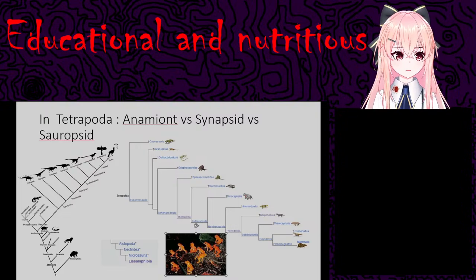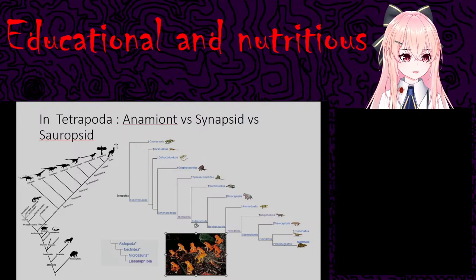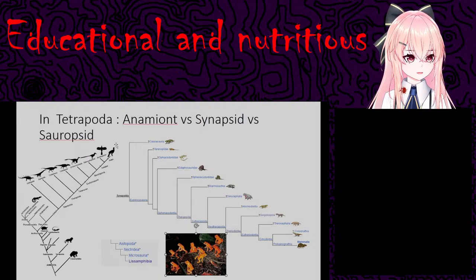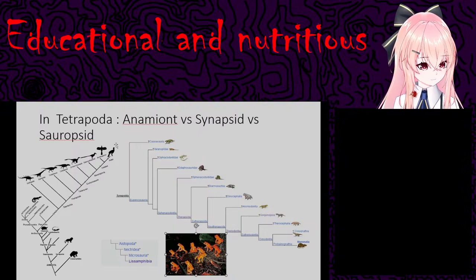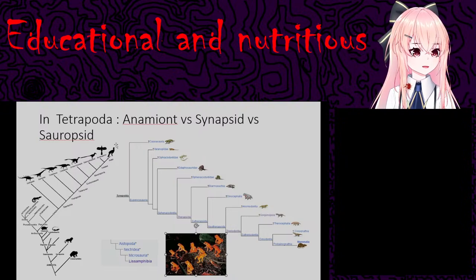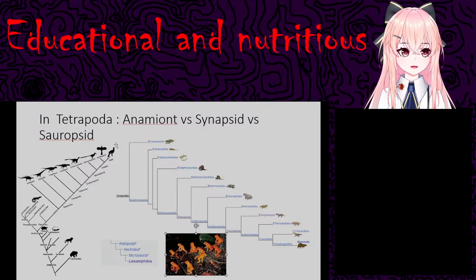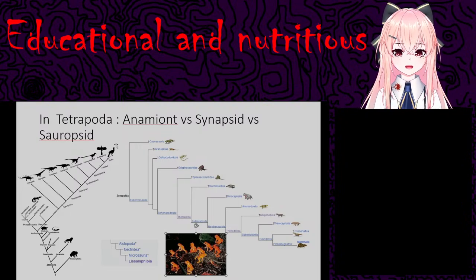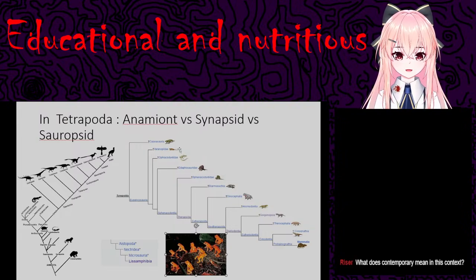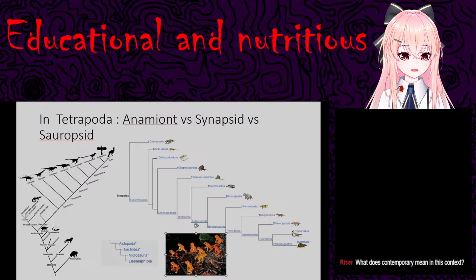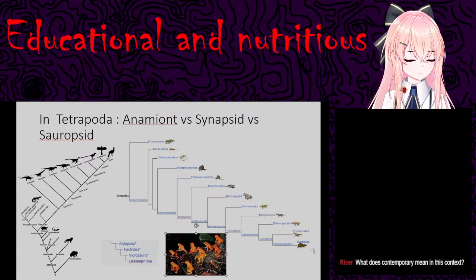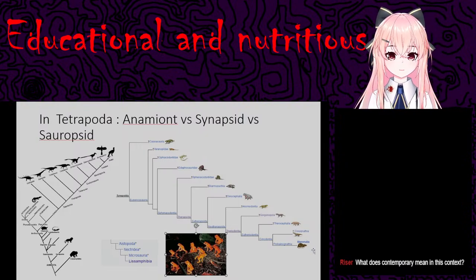Synapsids are not mammals. It would be like calling a coelacanth a shark, or calling a shark a coelacanth. It would be like calling us a shark. It's not the same. It's very much not the same. But we are synapsids, and as you see here, pretty much all synapsids are extinct. But there's mammals.